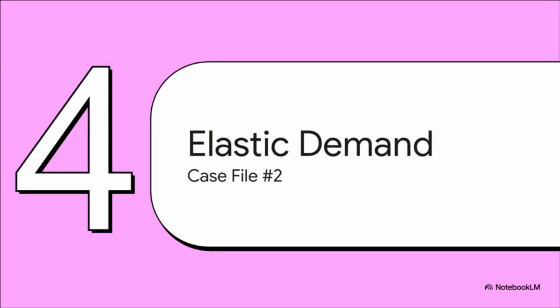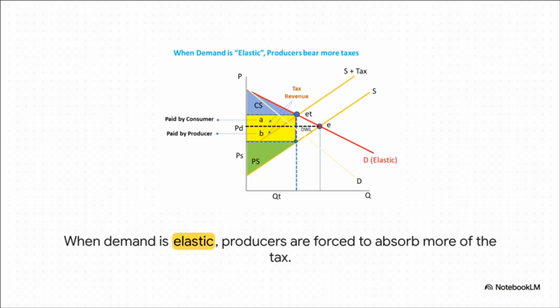Okay, now for case file number 2. Let's see the perfect contrast. What happens when demand is elastic? This is where buyers have lots of choices and are really sensitive to price changes. Think about something like a specific brand of soda or cereal. So let's see how this changes the whole picture. The first thing you'll probably notice is the much flatter red demand curve. That's our signal for elastic demand.